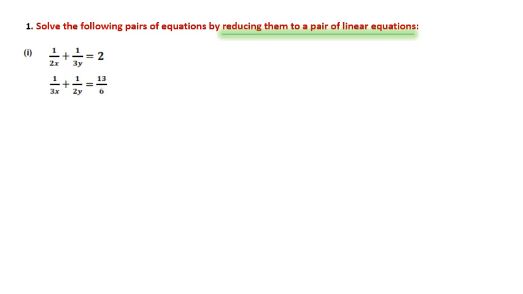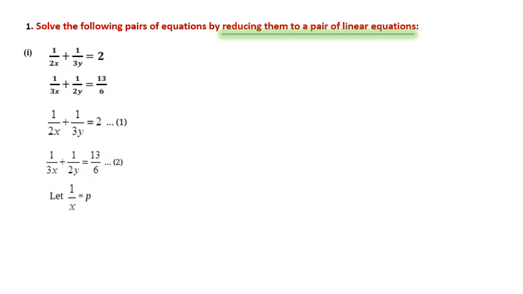So first and foremost thing, we have to change these two equation format to the linear equation format. For that we have to just take the equations as equation number 1 and 2. The first equation is 1 by 2x plus 1 by 3y is equal to 2. We have labeled as equation number 1. And the second equation 1 by 3x plus 1 by 2y is equal to 13 by 6. We have taken as equation number 2.